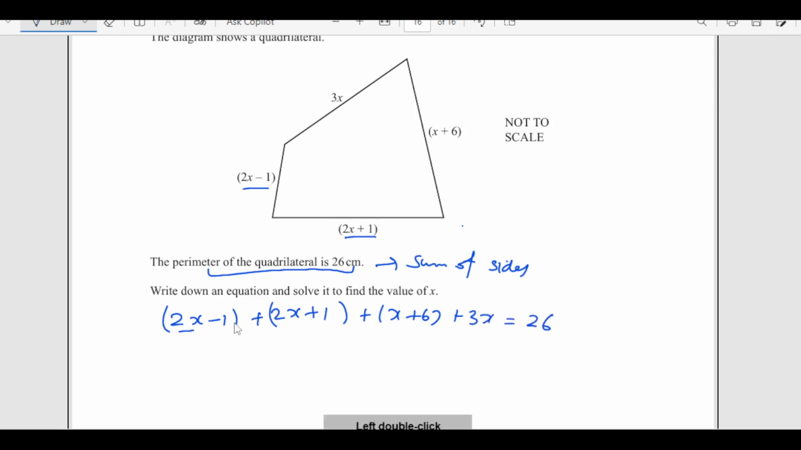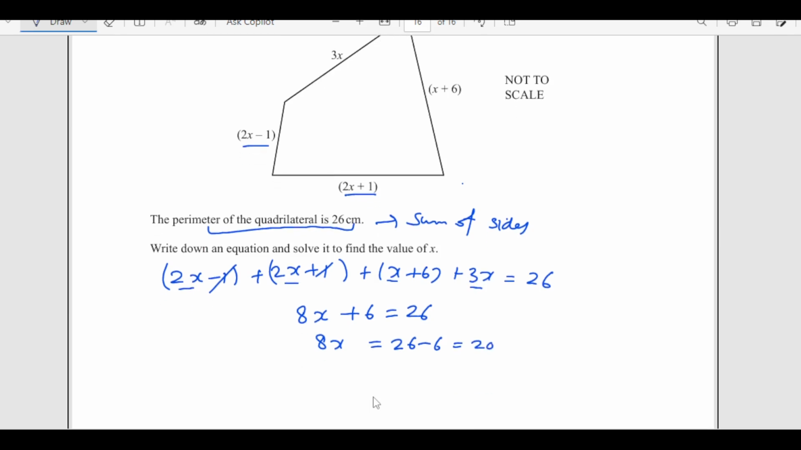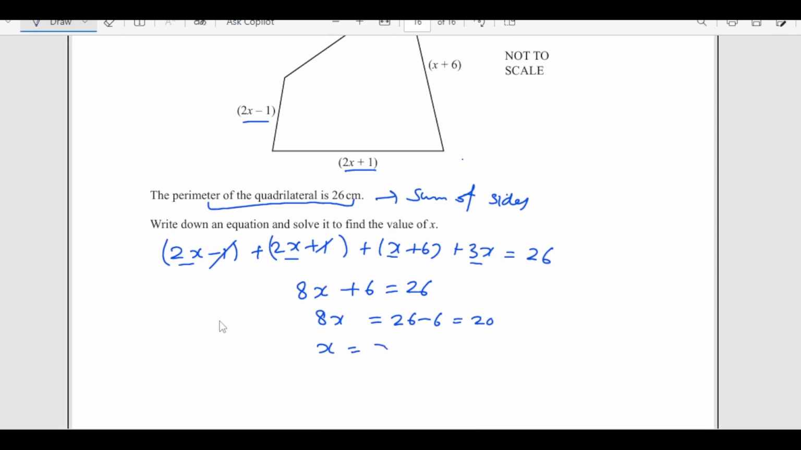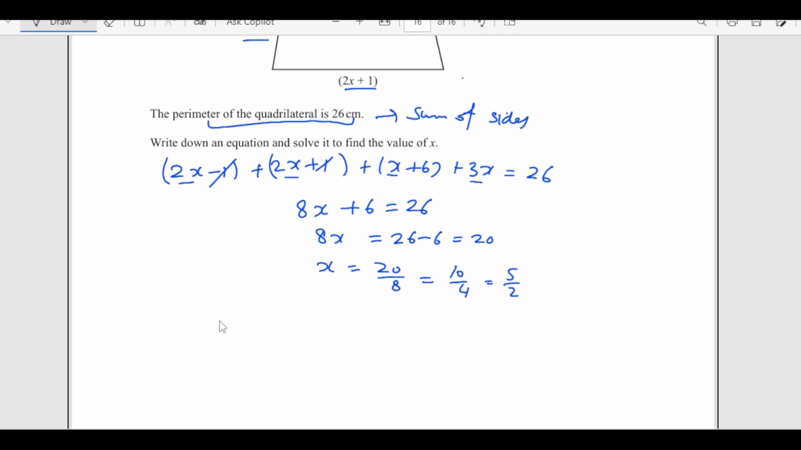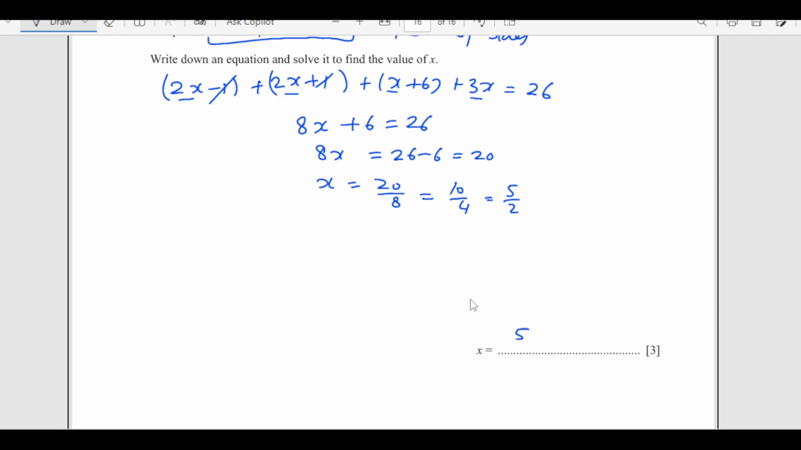So now 2x plus 2x is 4x, 4x plus x is 5x, 5x plus 3x is 8x. So 8x, then this is negative 1 and 1, it is cancelled. We are left with 6 here, equals 26. So 8x is equal to 26 minus 6, that is 20. Okay, and then x is 20 over 8. So this is 10 over 4, and then divide by 2 again, it is 5 over 2. So the simplified answer is 5 over 2, or you can write 2.5.